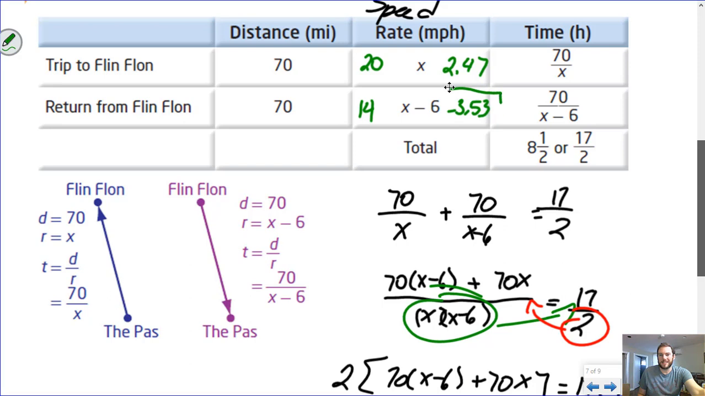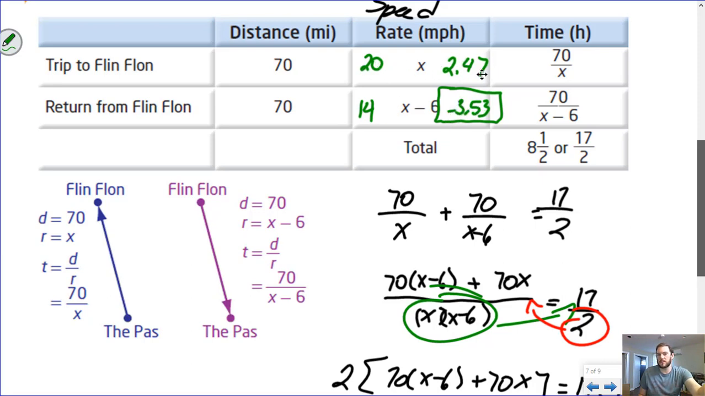3.53. And it's this number right here that bothers me, right? What does it mean to have negative speed? And you can't have negative speed, right? When we're talking about units, velocity can be negative because that means direction. But in this case, I don't want a negative speed. I want a positive speed.